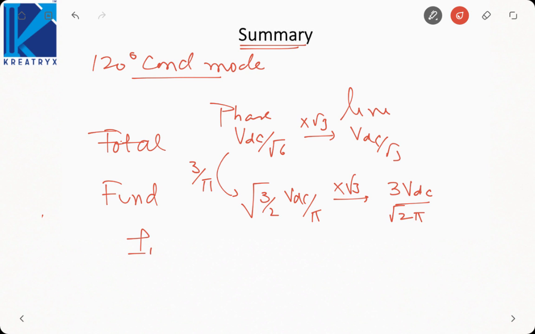Then we saw the output RMS current was VDC by root 6R and the thyristor RMS current was VDC by 2 root 3R. Okay, so this is what we have covered in this lecture. In the next lecture, we will see the current source inverter. How does a current source inverter operate? This is all about your voltage source inverters, whether single phase or three phase.